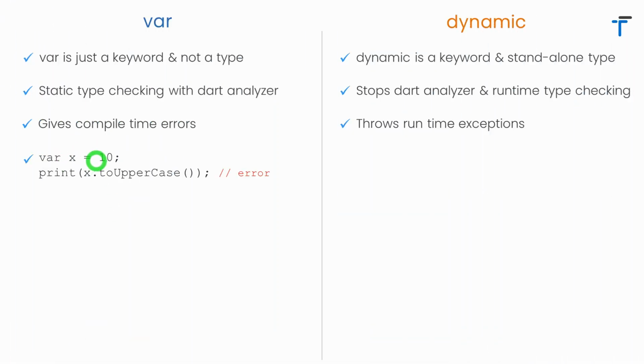Consider one more example. Here x is a variable created using the var keyword. Value 10 is assigned to it.